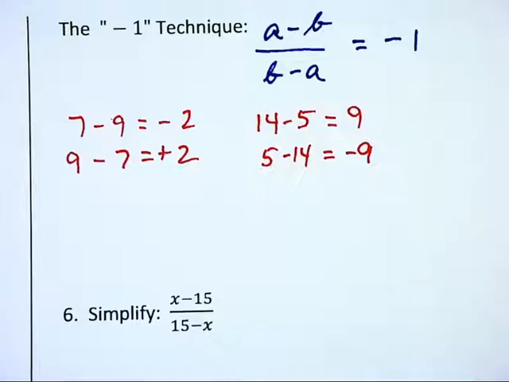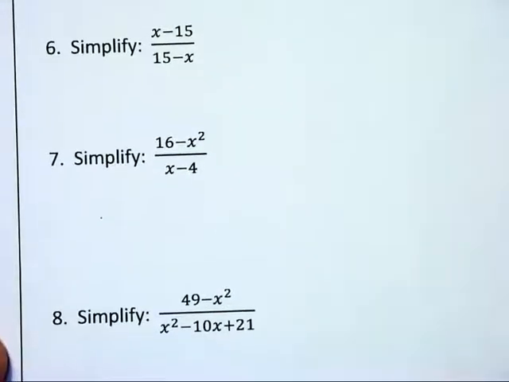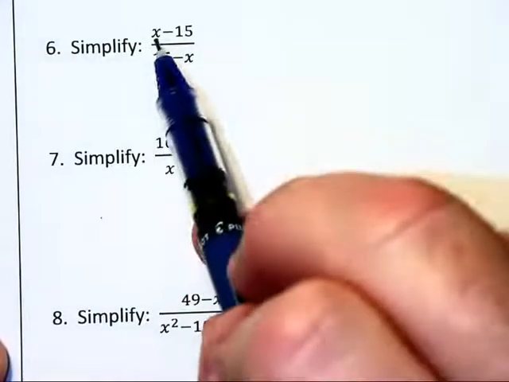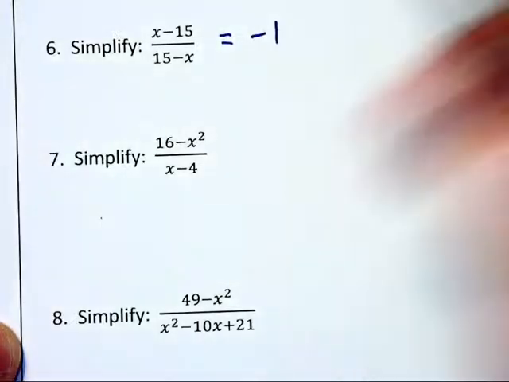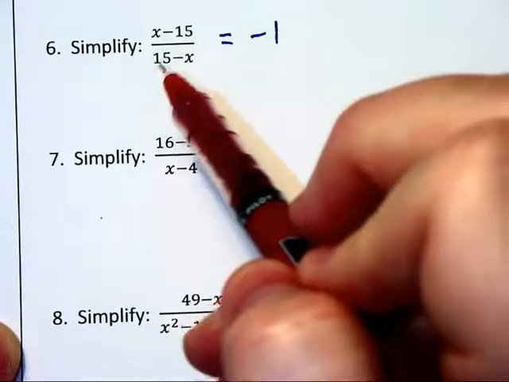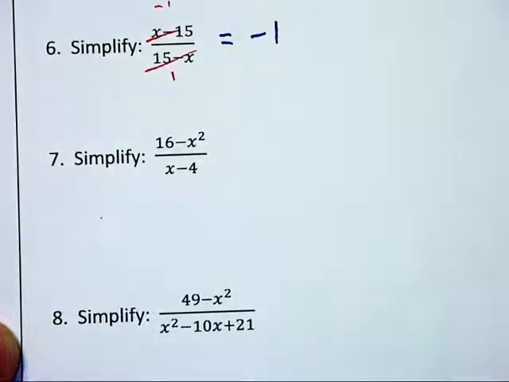Now, how do we put that into practical terms? In number 6, we can see directly I've got an a minus b over b minus a. We can just say this is equal to negative 1. If you want to think of this as crossing them off and making one a negative 1 and the other a positive 1, that works fine also.